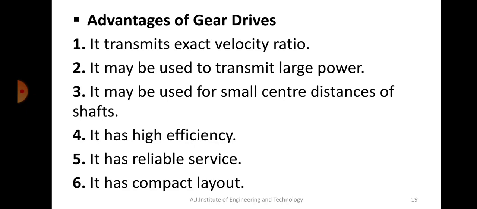One more thing is, it may be used for small center distance of shafts. You can call it an advantage as well as a disadvantage in some other cases, but in many cases transmitting at a certain distance becomes easy when the distance is very small and you have to vary the speeds and vary the power. Then you have to use gears only. There is no other option. So gears are particularly used when the center distance is very small. That is, if the distance from the input to the output is very, very small, then gear is the only option.